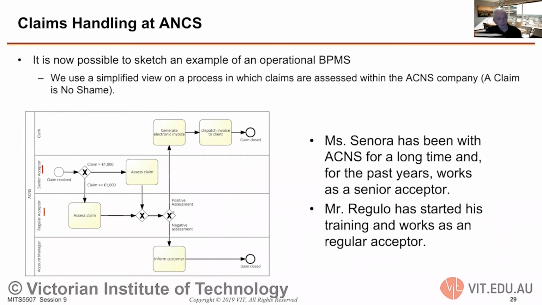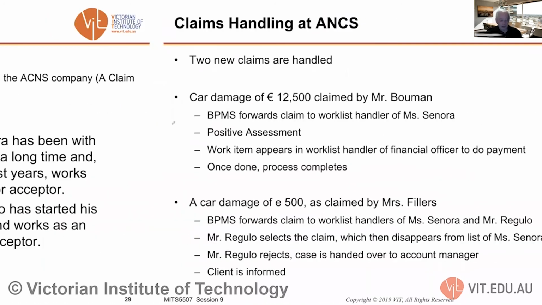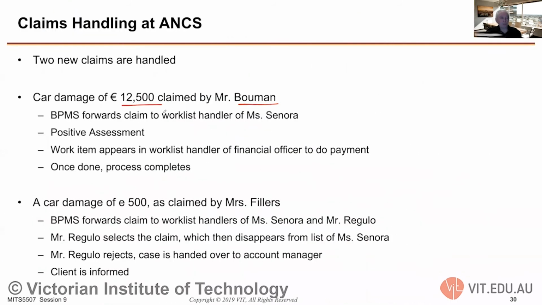Now, either we get a positive assessment or we get a negative assessment. If we get a negative assessment, it means we're not going to accept the claim, and the customer is informed by an account manager. If we have a positive assessment, we generate an electronic invoice. The clerk does this and dispatches the invoice to the client. The thing keeps going backwards and forwards.